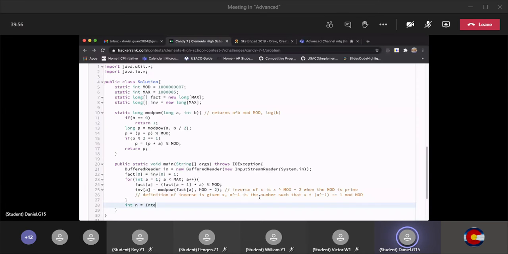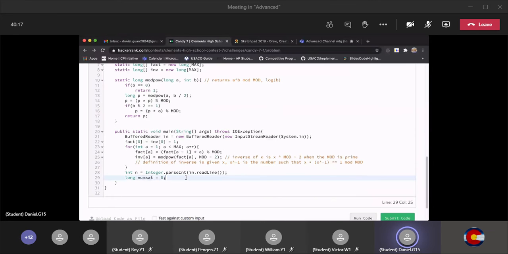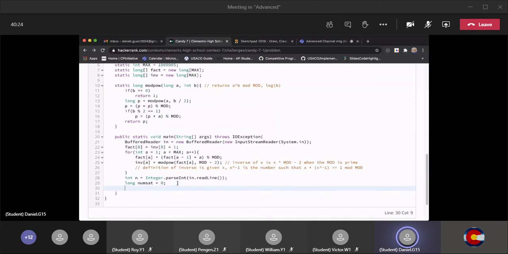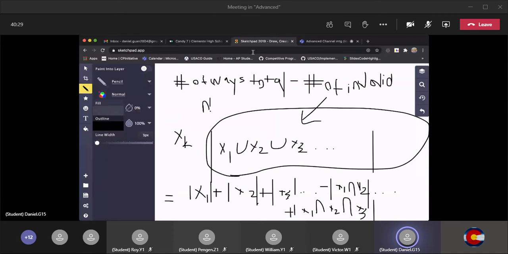So now we finally read in the input, the one line of input with n. And then we do the complementary counting. Number satisfied counts the number that stays the same, aka the number that is invalid in the problem. And basically it stores this value.